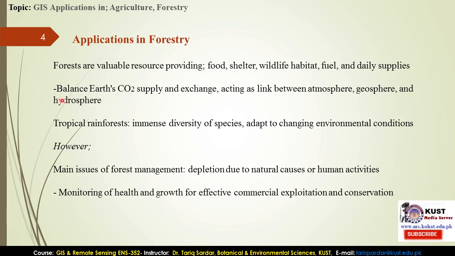If we see in the global perspective, tropical rainforests reside between the Tropic of Cancer and the Tropic of Capricorn, like the equatorial areas or the subtropical areas. The rainforests are immense because in those areas the rain, due to the temperature and pressure gradients, remains most of the year, and immense diversity of species can be found in those tropical areas because they also adapt to the changing environmental conditions.